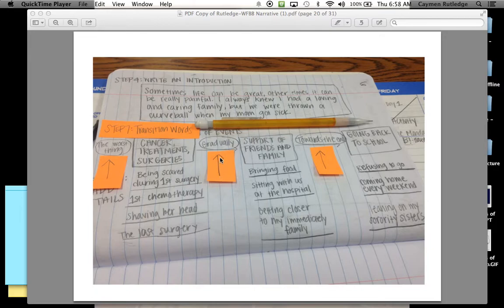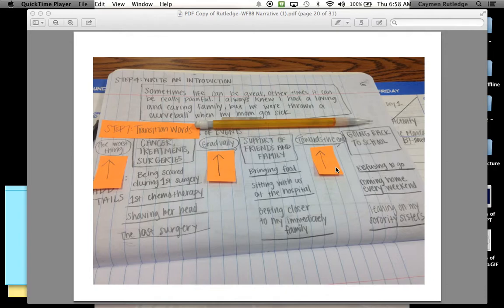My second word was gradually. Because I'm going to show that gradually through her treatment process, friends and family came along and they really helped out. And then my last one is towards the end, because then towards the end of her going through treatments, I had to go back to school. So I want that whole section to be about that.